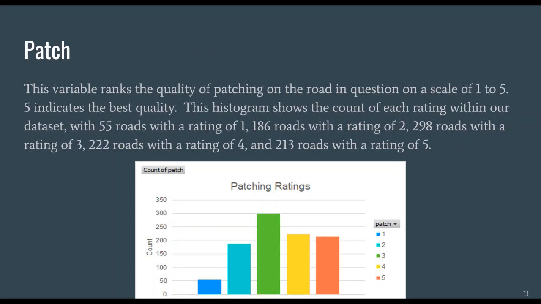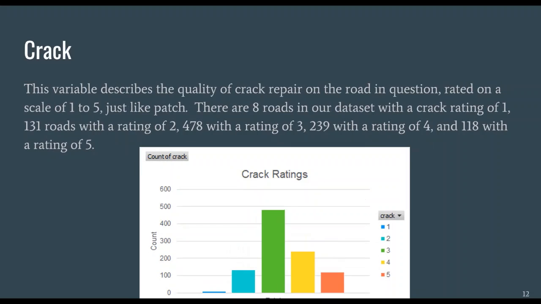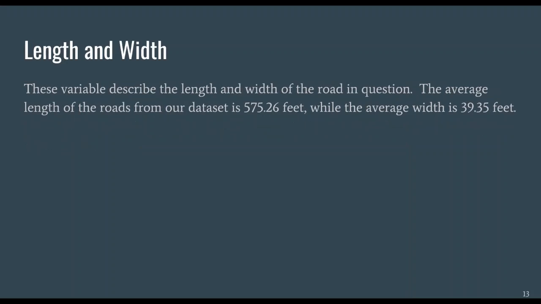Patch ratings. Scale 1 to 5, 5 indicates the best quality. 3 was the most common rating, with 4 and 5 not too terribly far behind, 2 just barely edged out, and then 1 a distant 5th. Crack rating. This one is a little more pronounced. 3 is the clear winner here. 4, 5, 2 far below, and then ratings of 1 nearly non-existent. So they're doing a good job of crack repair, or at least not a horrendous job.